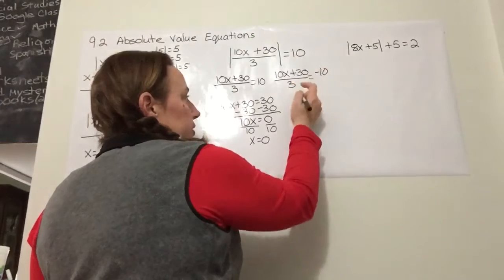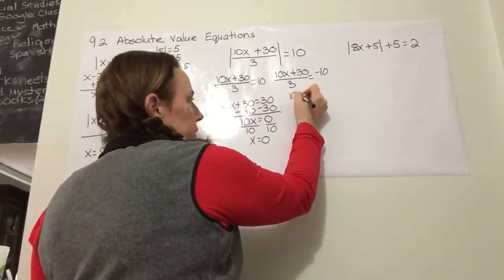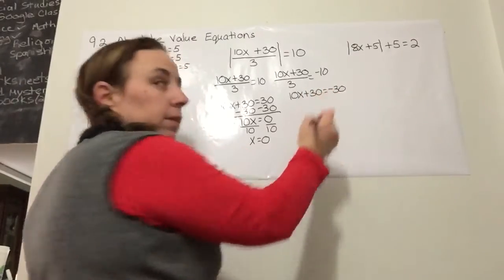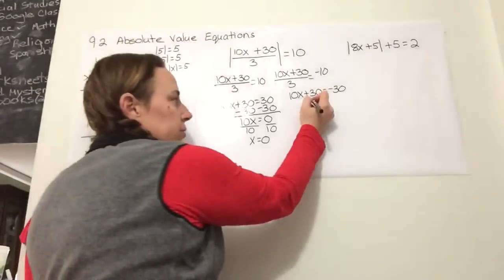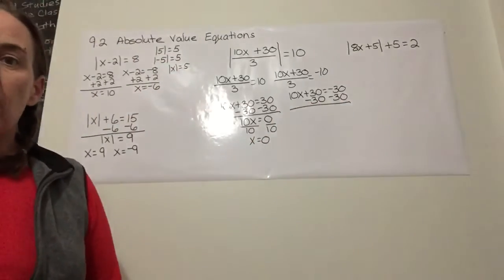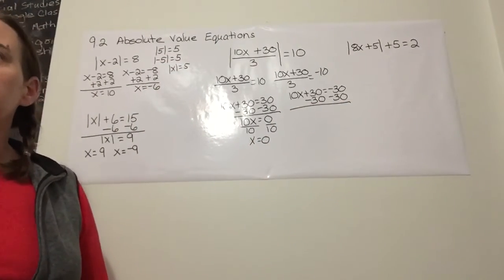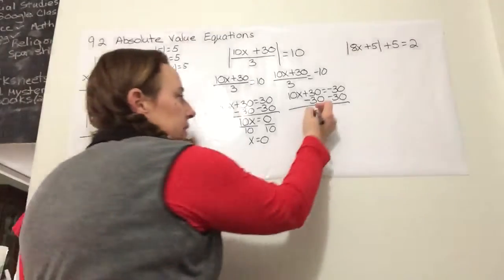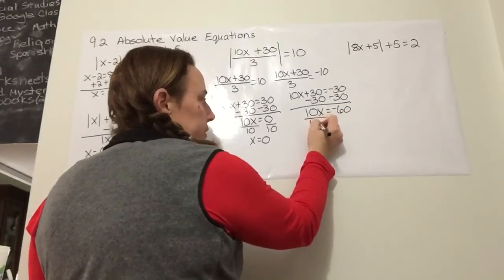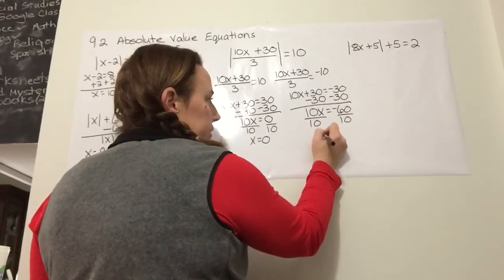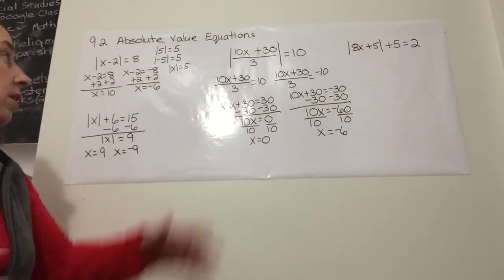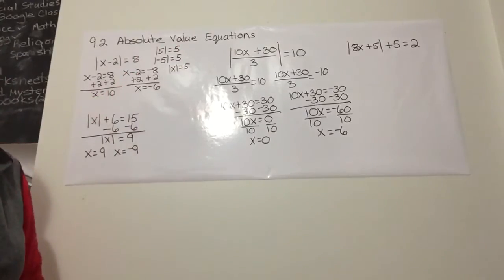Now, I have to do this one. So I'm going to multiply each side by 3. And I get negative 30. Okay. Now I'm going to subtract 30 from each side. So basically you're doing the same equation twice. One is when it equals positive, one equals negative. So I have 10x is equal to negative 60. Divide each side by 10. X equals negative 6. So you have to have both answers.